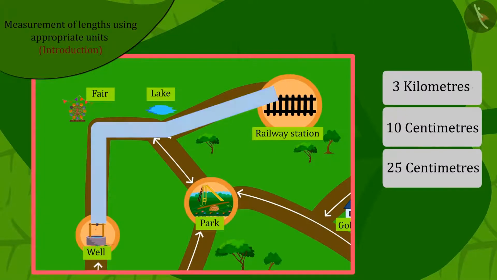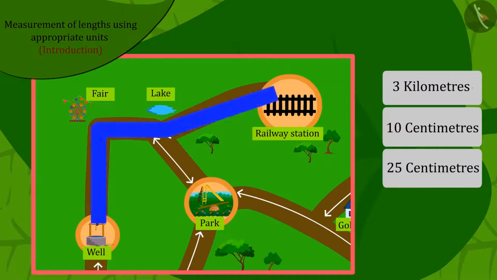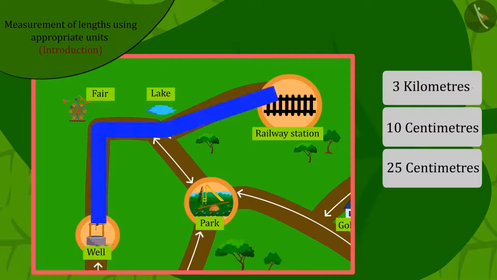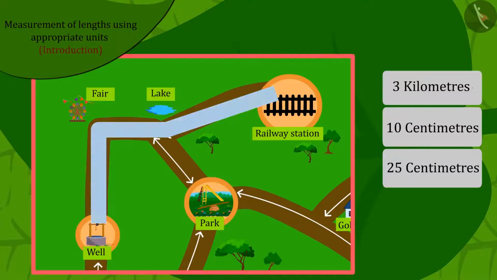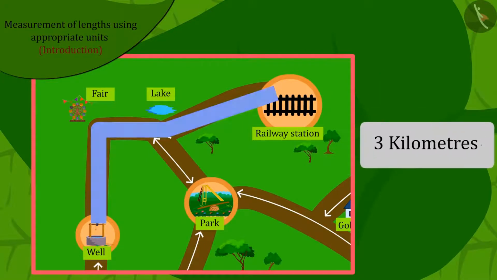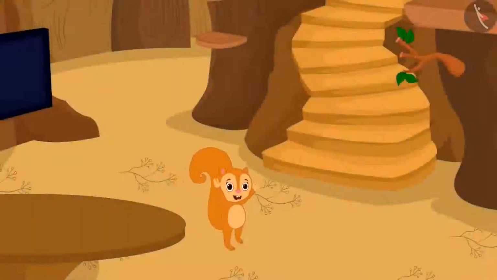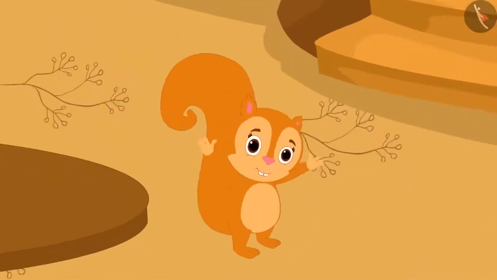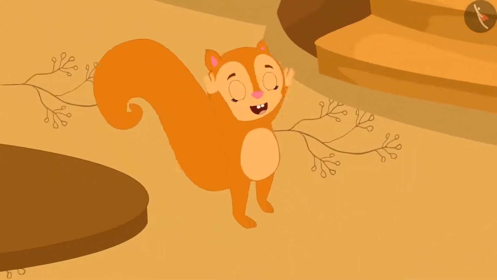Because the distance from the railway station to the well is very long, we cannot measure it in centimeters. Therefore, the distance from the railway station to the well will be 3 kilometers. After all, Chanda got all the measurements written by her to match. See how she's dancing happily.